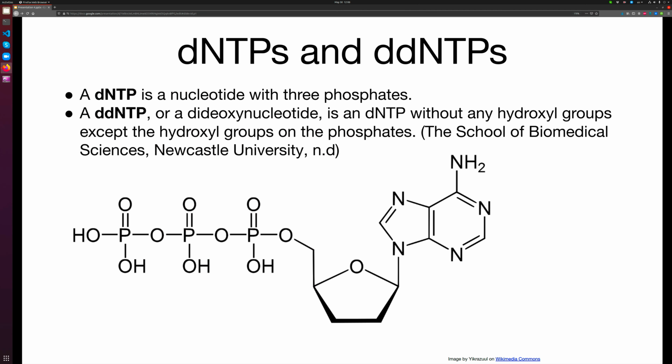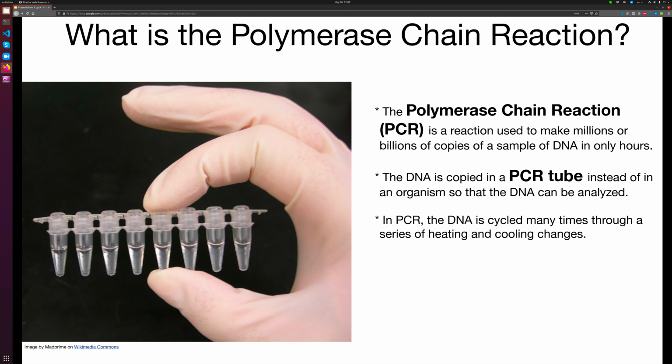A dNTP is a nucleotide with 3 phosphates. And a ddNTP, or a dideoxynucleotide, is a dNTP without any hydroxyl groups except the hydroxyl groups on the phosphates. So you can see down there, there's this HO and OHs attached to the P's, phosphoruses. Those are the hydroxyl groups on the phosphates.